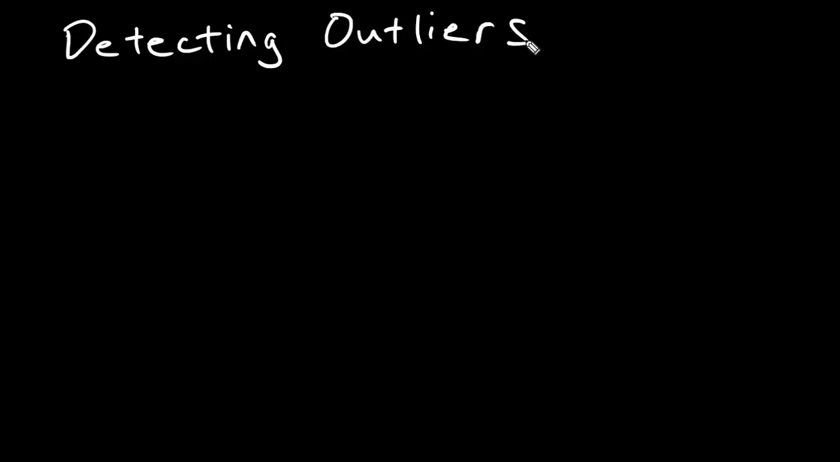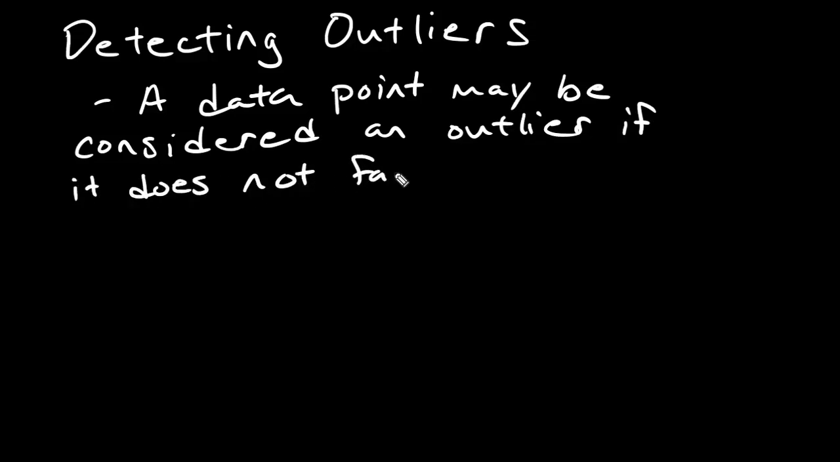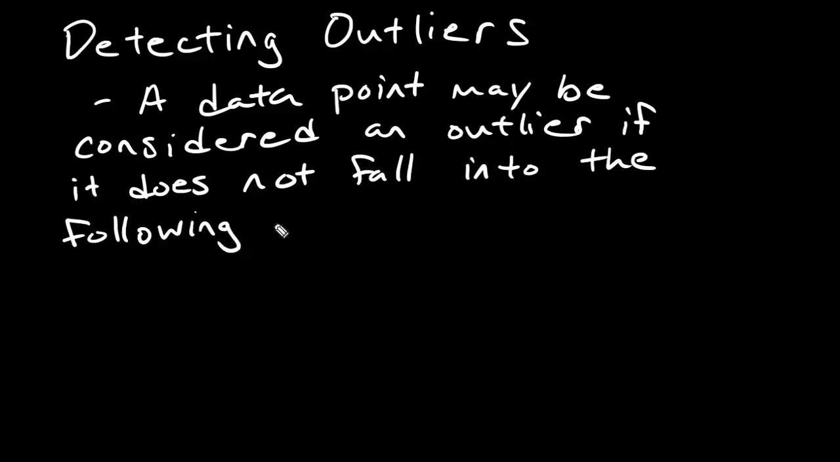Speaking of outliers, we might not want to just rely on a box plot. That might tip us off that we have an outlier, but we probably want to confirm it mathematically. So an observation may be considered an outlier if it does not fall into the following interval. And so here is the interval.